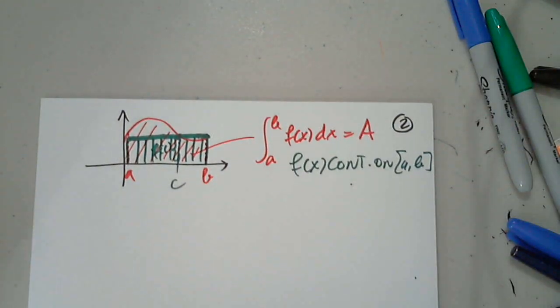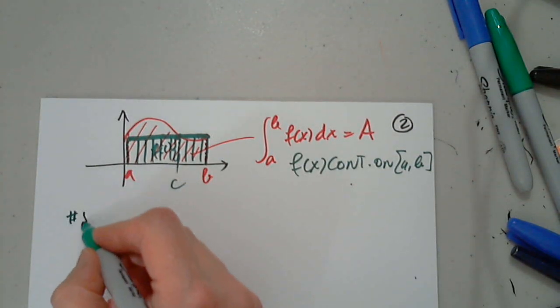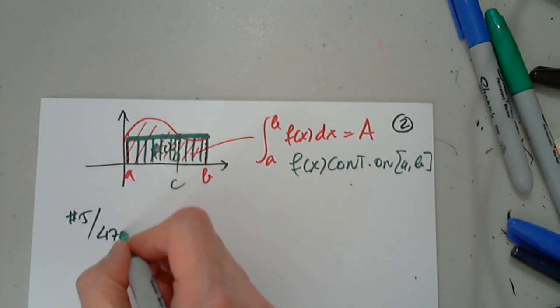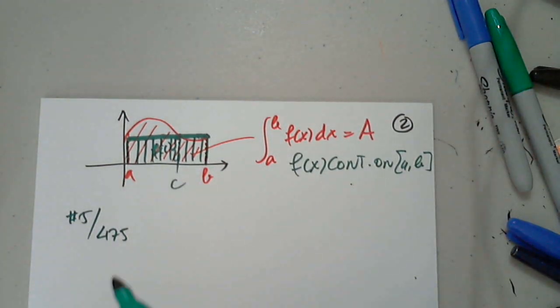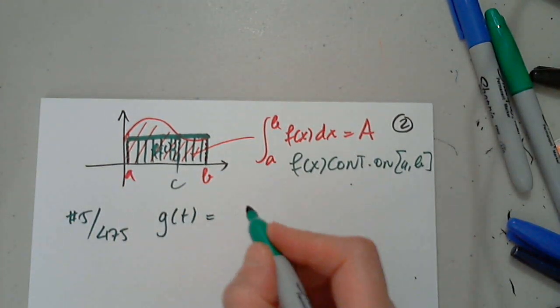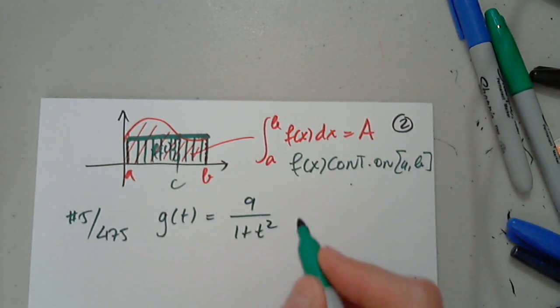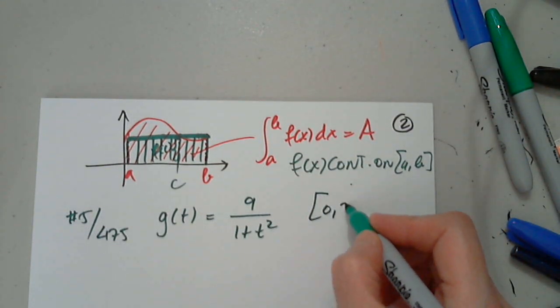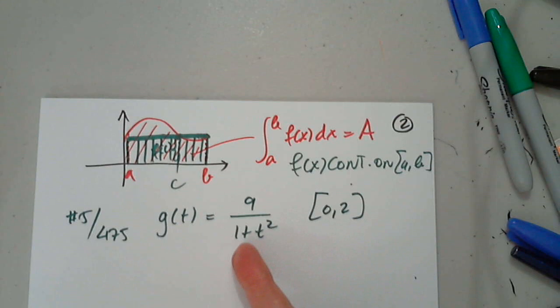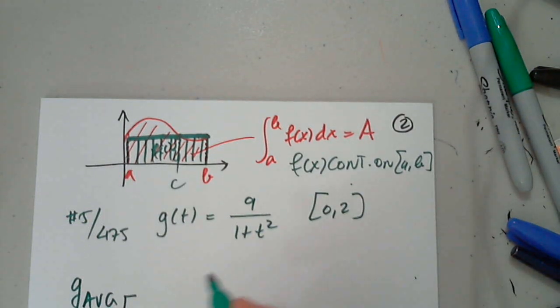Let's start with, which page am I on? I'm on page 475, so let's start with 475. We are given a function g of t, which is 9 over 1 plus t squared. The interval is 0, 2, so obviously this function is defined everywhere, so there is no problem. We're asked to find g average on the closed interval 0, 2.